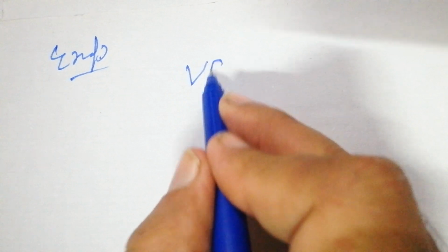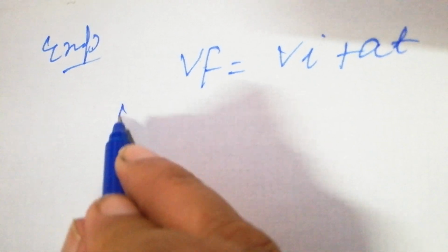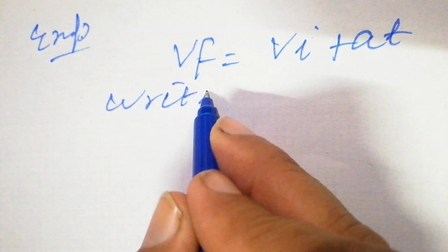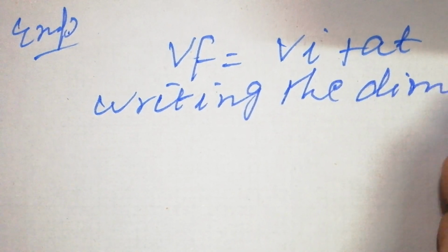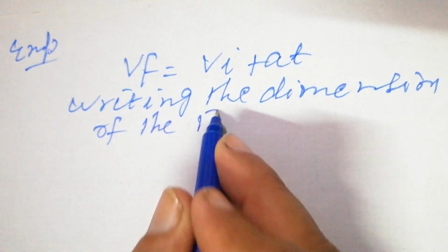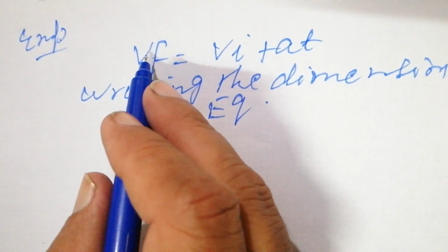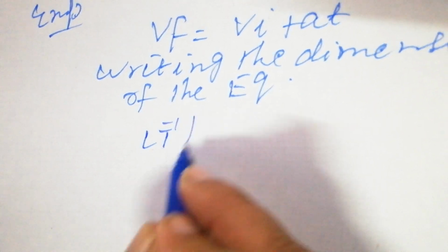Now taking another example, students. Example number 2: we have Vf is equal to Vi plus at. So that is the equation here. Writing the dimensions on both sides of the equation, the dimension of the final velocity is the dimension of velocity, so it is LT^-1.